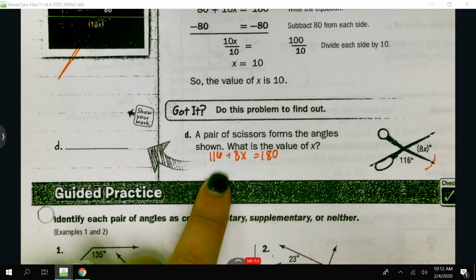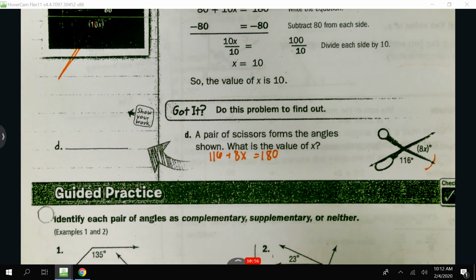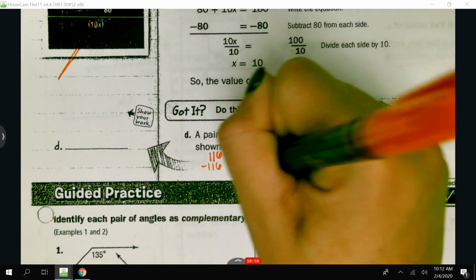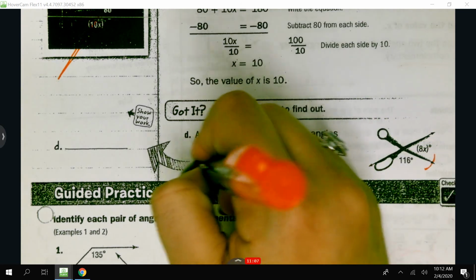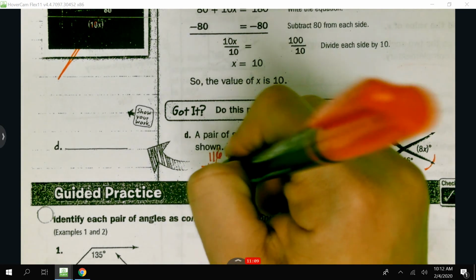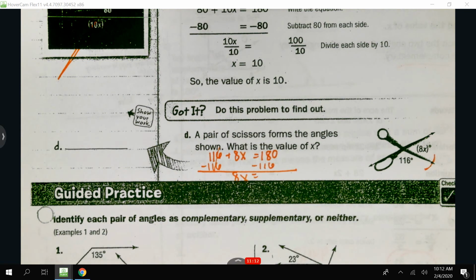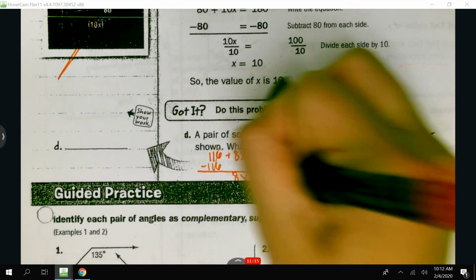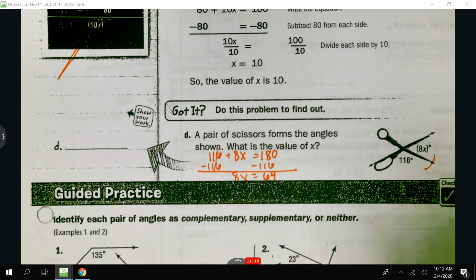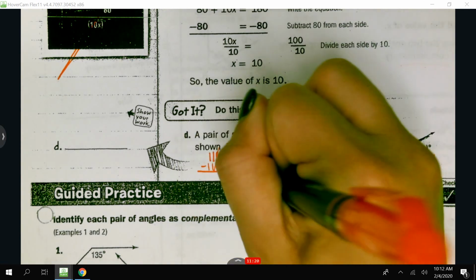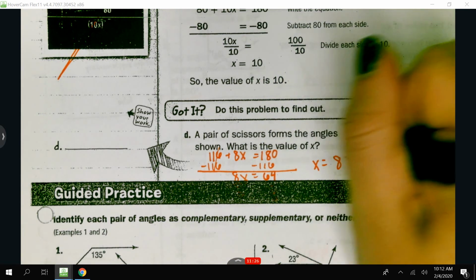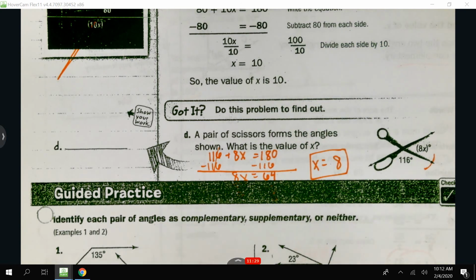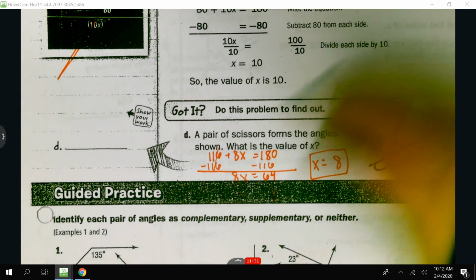So how do I solve this equation? Subtract 116 from both sides. Now, why are you not writing this down? I'm not going to help you if you don't write any of this down. So then I'm left with 8x equals what? 64? So then how do you solve for x? Divide both sides by 8. So x equals 8. Okay. Questions?